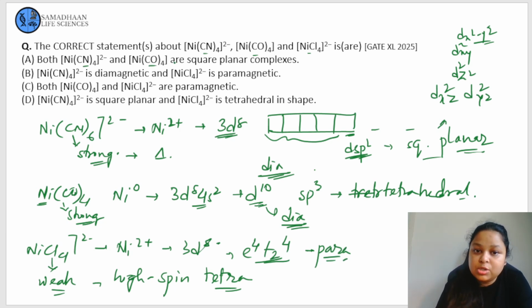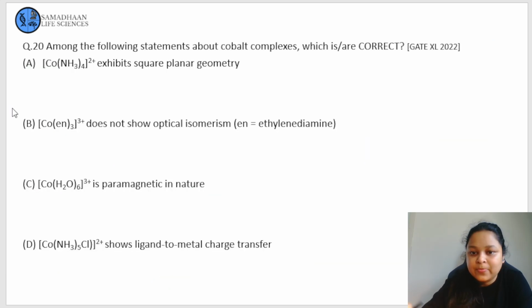Both Ni(CN)4 and Ni(CO)4 are square planar. No, that's not right. Ni(CO)4 is tetrahedral. Ni(CN)4 is diamagnetic. NiCl4 is paramagnetic. Yes. Ni(CO)4 and NiCl4 are paramagnetic. No. Ni(CN)4 is square planar. Yes. NiCl4 is tetrahedral. Yes. I hope you understood. Now the next one.